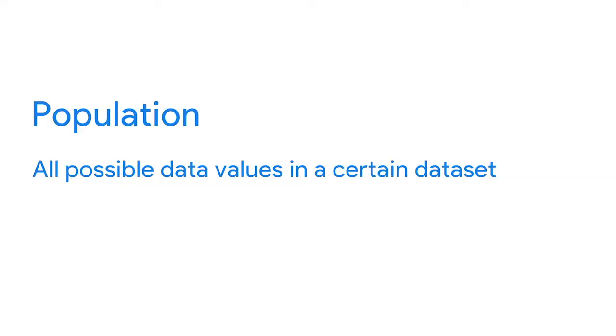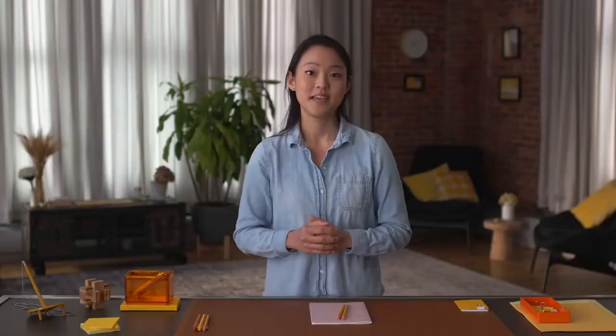Okay, so earlier we talked about having the right kind of data to meet your business objective, and the importance of having the right amount of data to make sure your analysis is as accurate as possible. You might remember that for data analysts, a population is all possible data values in a certain data set. If you're able to use 100% of a population in your analysis, that's great. But sometimes collecting information about an entire population just isn't possible. It's too time-consuming or expensive.